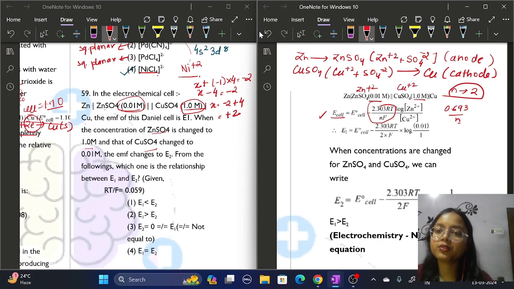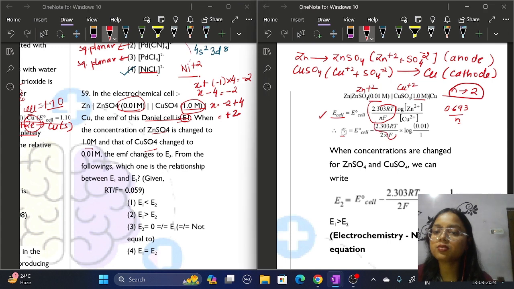So let's put 2 here and the log of Zn plus 2 and Cu plus 2. Okay, so for E1 we have to take the first cell as E1. The EMF of this Daniel cell is E1, as given here. So let's take E1 equals E naught cell minus 2.303 RT by 2F. Here it is given 2 into F.